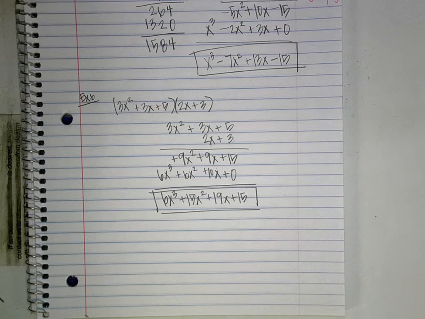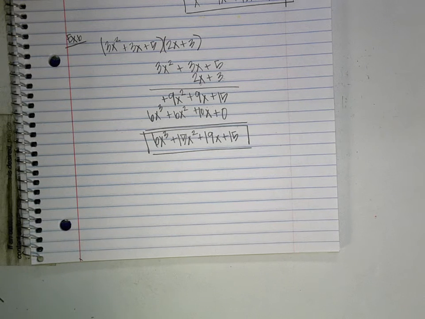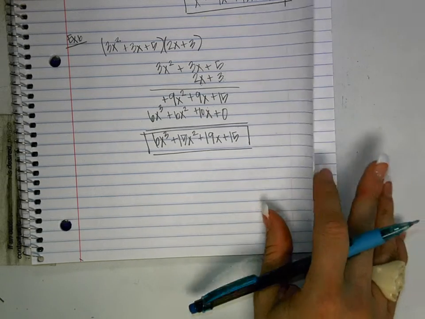Did we get the same answer, no matter what you chose? Okay, so you should get 6x cubed plus 15x squared plus 19x plus 15. Whatever you want, it doesn't matter.